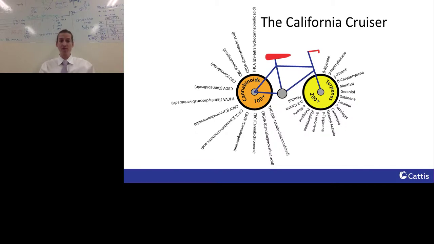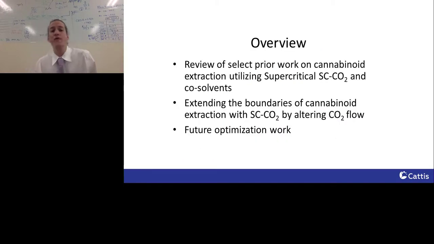So today we have a few slides. We'll start by reviewing some prior work done on extracting cannabinoids from cannabis utilizing supercritical fluid extraction. Then we'll extend the boundaries of cannabinoid extraction utilizing CO2 by looking at the mass transfer property of CO2. And of course, mass transfer being the flow rate of CO2. And then we'll have a quick slide on future optimization work that we can do.